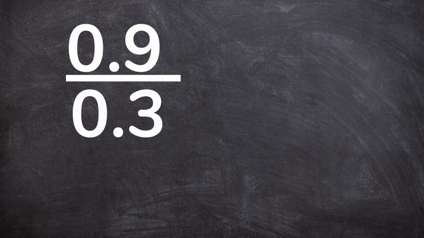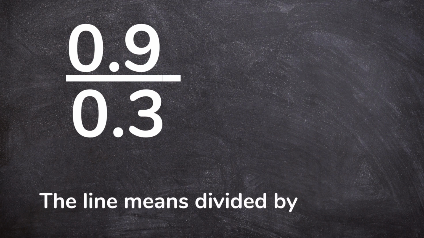The number you're dividing by is the one that goes under on the fraction part. So you start with 0.9 on top, and divided by is represented by this line between fractions. So the line means divided by 0.3. So 0.9 is on top, divided by 0.3.